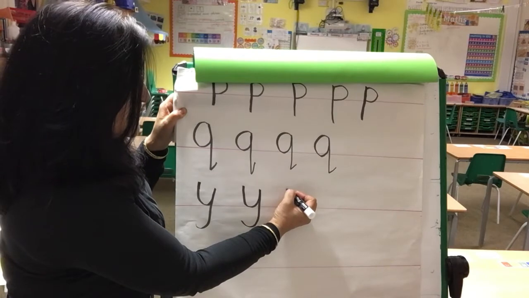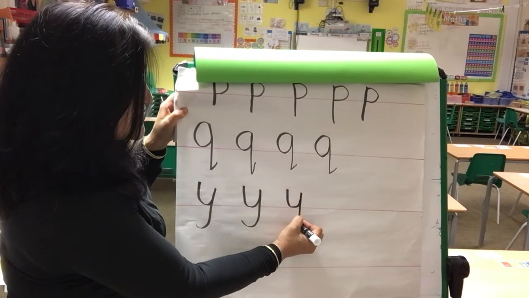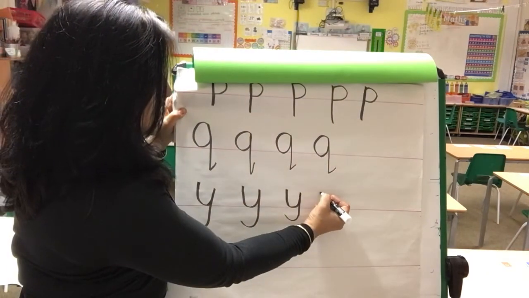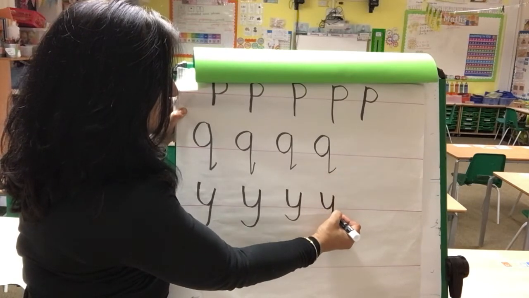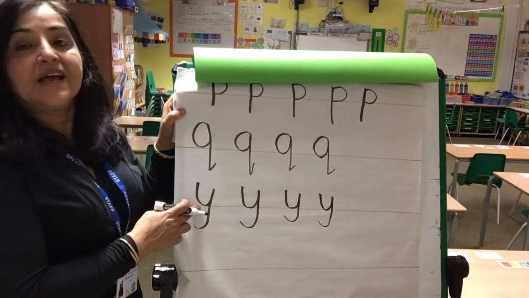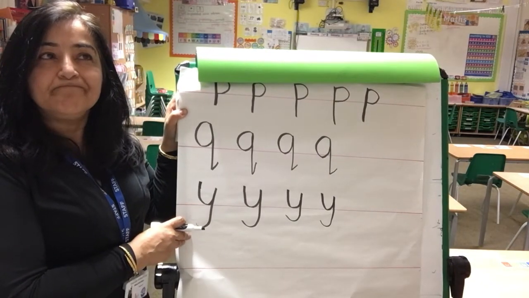You take off, down like a yo-yo, up like a yo-yo, swing like a yo-yo. And do it one more time. You take off, down like a yo-yo, up like a yo-yo, swing like a yo-yo. And that is the letter Y that makes the Y sound.